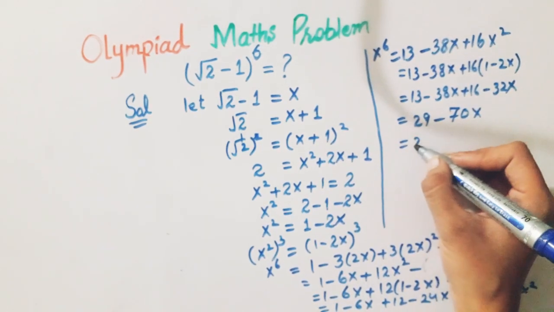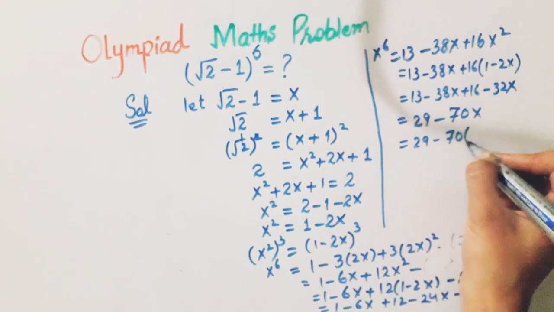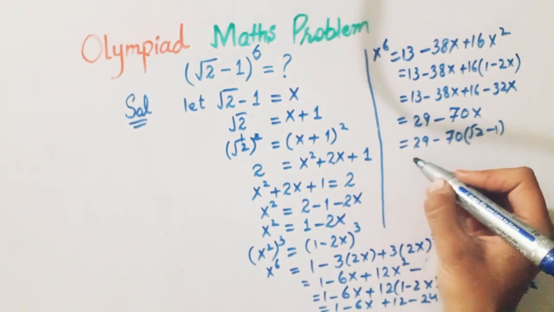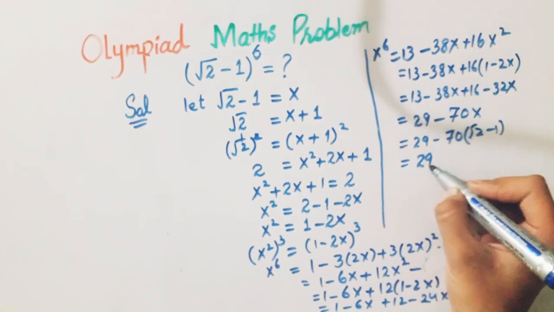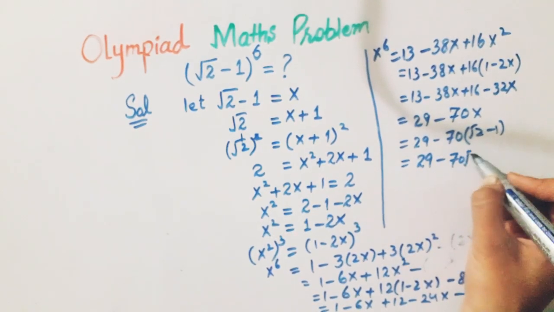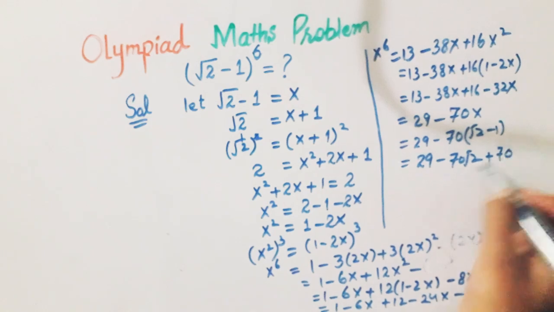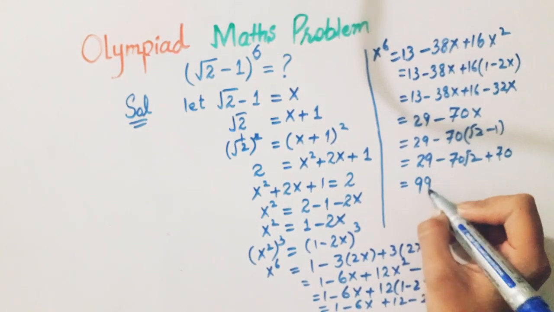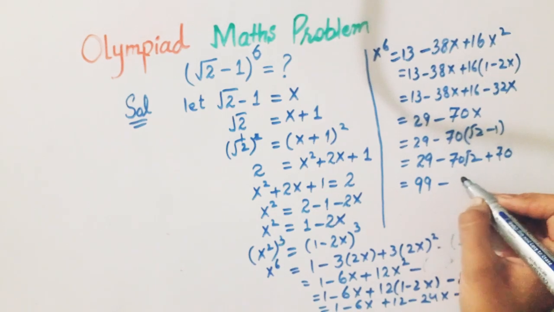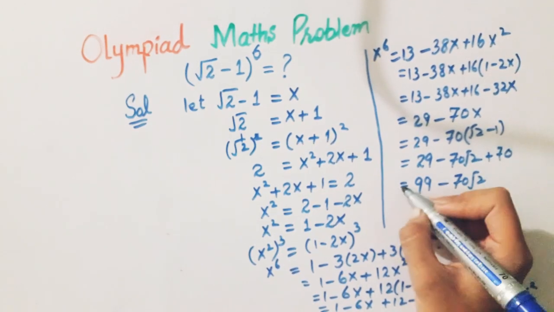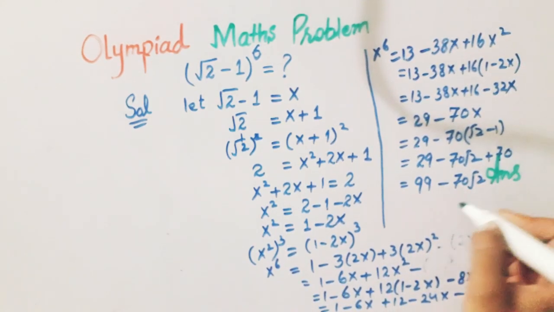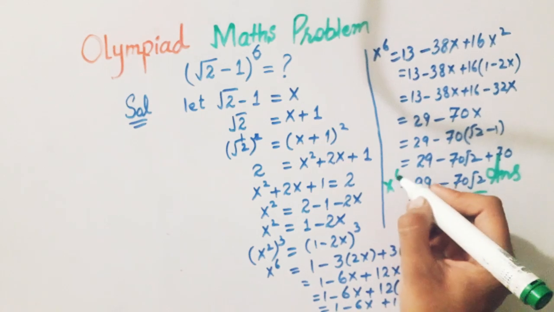Then we get 29 minus 70x, and the value of x will be √2 minus 1. So we get 29 minus 70√2 plus 70. So we add 29 plus 70, that will be 99. 99 minus 70√2. So this will be the final answer. This is the value of x to the power 6.